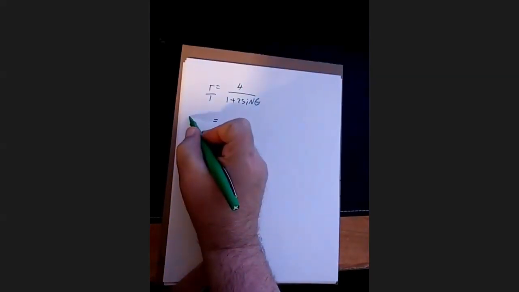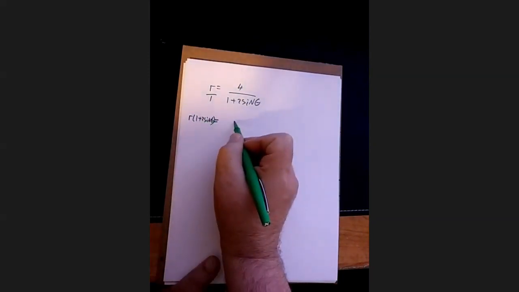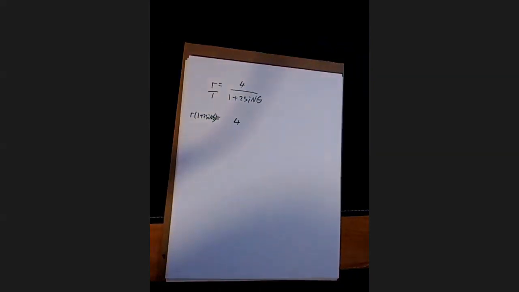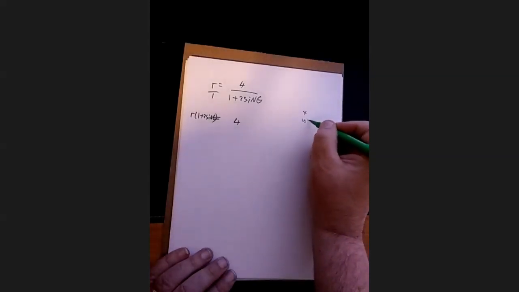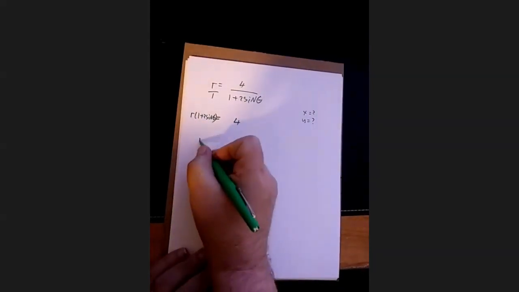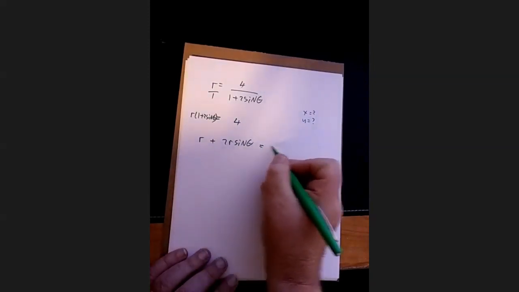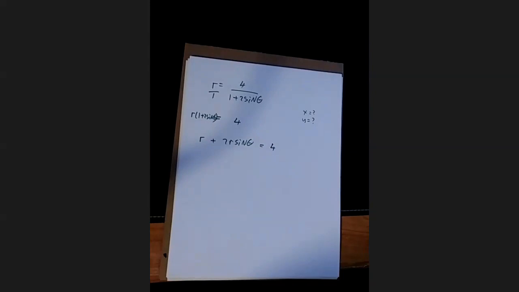First thing I'm going to do is cross multiply. So that's going to be R times (1 plus 2 sine theta) equals 4. So my goal eventually is to have everything with X's and Y's in it. So if I multiply this out, I get R plus 2R sine theta equals 4. Are we okay with where I am right now?